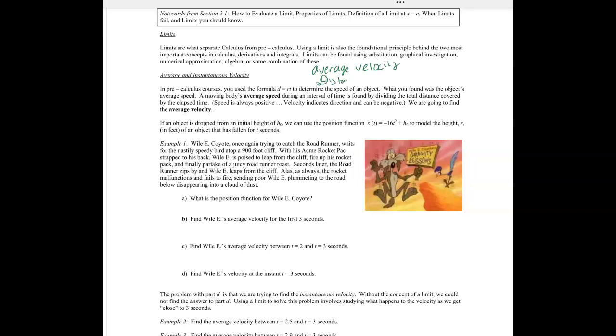Distance was rate times time. Using this formula, I can figure out that the rate is just distance over time. In summary, if I have positive velocity, that indicates that I have positive direction. Likewise, if I have negative velocity, I have negative direction.